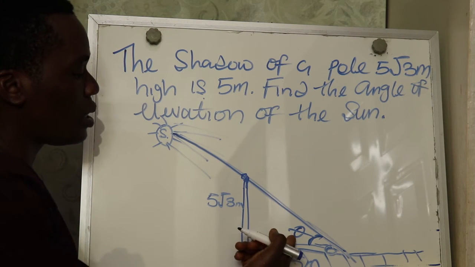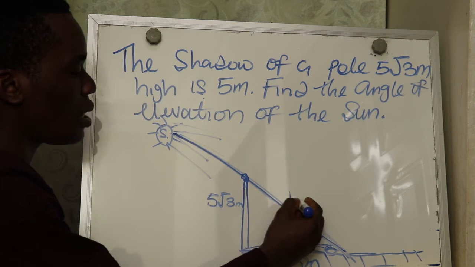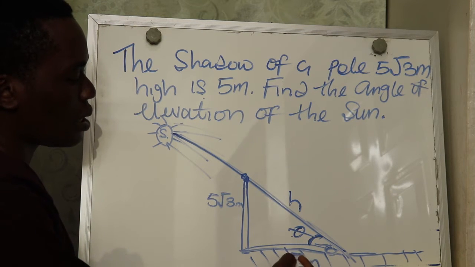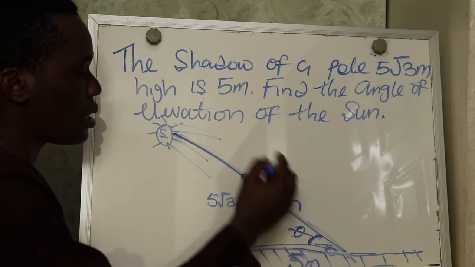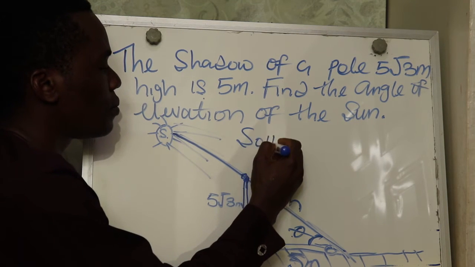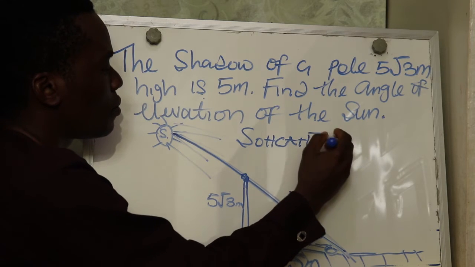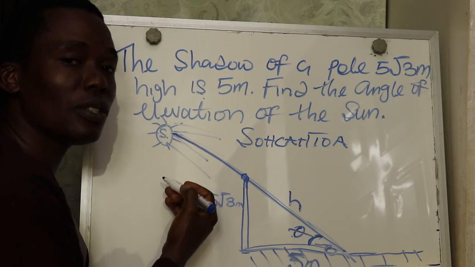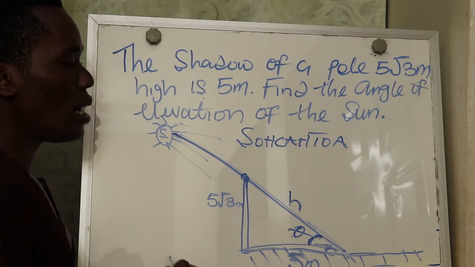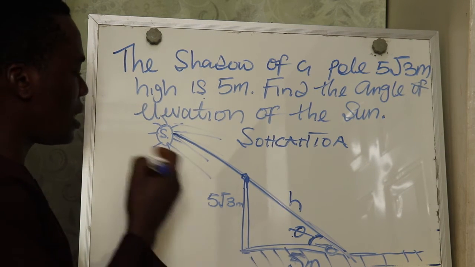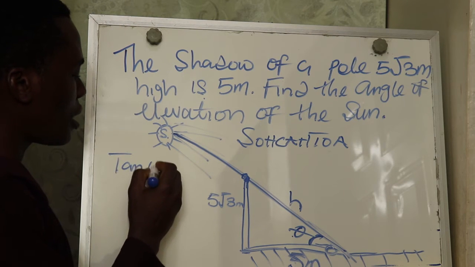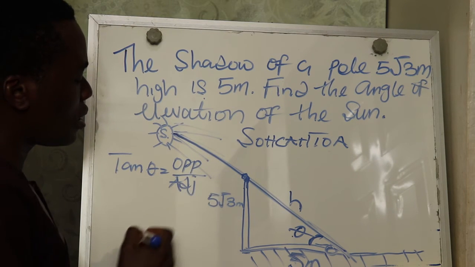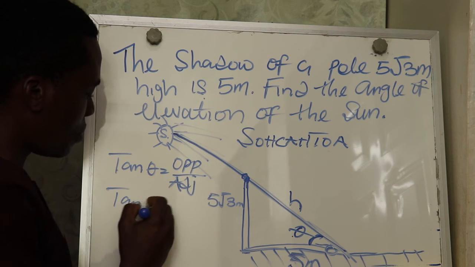Now this will be the opposite of this angle, this remains the hypotenuse, the longest side, and this remains the adjacent. Now opposite over adjacent gives us SOHCAHTOA. We have the sine, opposite over hypotenuse, the cos, adjacent over hypotenuse, and the tan, opposite over adjacent. So we are looking at opposite over adjacent, so we'll be looking at the tan. The tan of theta will be equal to opposite over the adjacent.